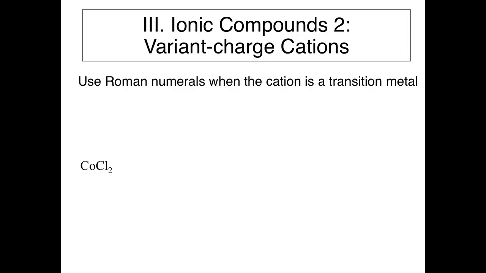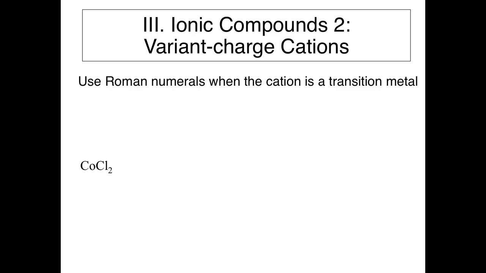So to combat this, we have to use something called Roman numerals to tell us what is the actual charge of that cation. And to know the charge of the cation, you would have to be given the charge, or the charge is implied in an ionic compound, in which case you have to derive the charge. So for example here, when you have CoCl2, what is the charge of that Co? If an ionic compound has 2 chlorides and only 1 cobalt, that must mean that the cobalt is a 2 positive charge. How do I know that?